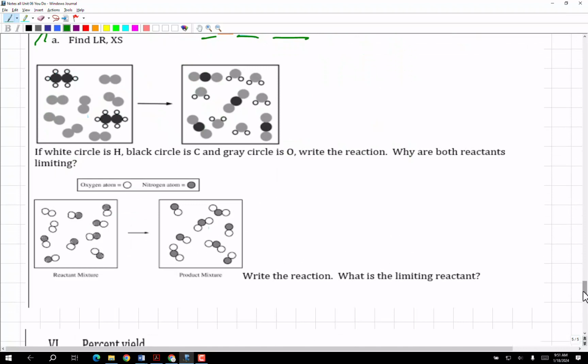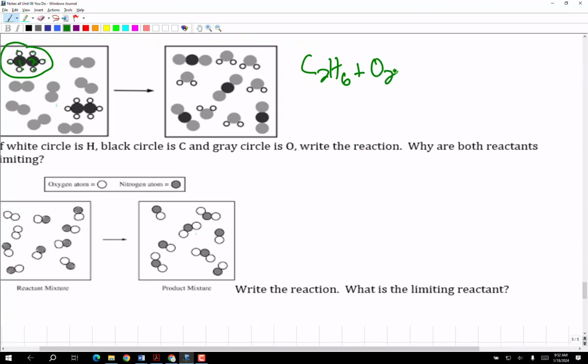If the white circle is H, the black circle is C, and the gray circle is O, write the reaction. See this guy right here? That means it's going to be C2H6, because of those 1, 2, 3, 4, 5, 6 H's, plus what's left here is O2. That gives me CO2. Hey, it's a combustion reaction. Plus, hey, that's Mickey Mouse water, H2O.